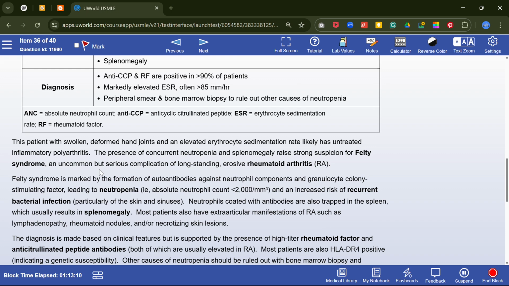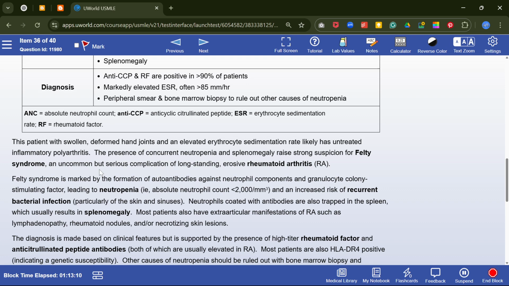This patient with swollen, deformed hand joints and elevated ESR likely has untreated inflammatory polyarthritis. The presence of concurrent neutropenia and splenomegaly raises strong suspicion for Felty syndrome, an uncommon but serious complication of long-standing erosive rheumatoid arthritis.